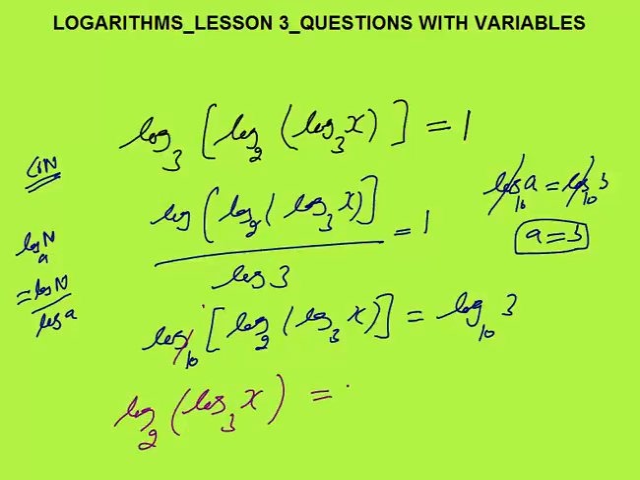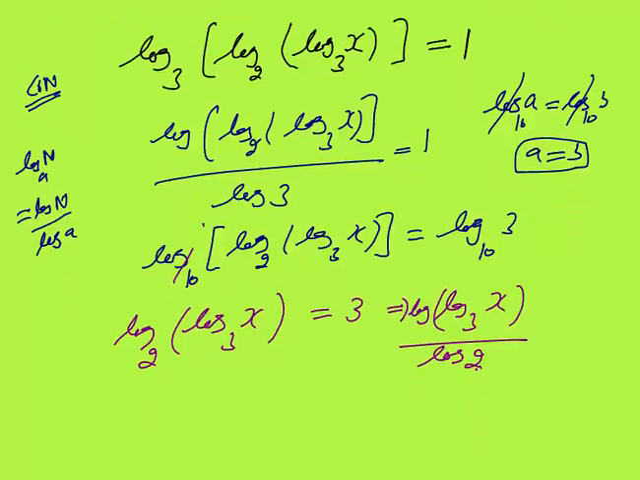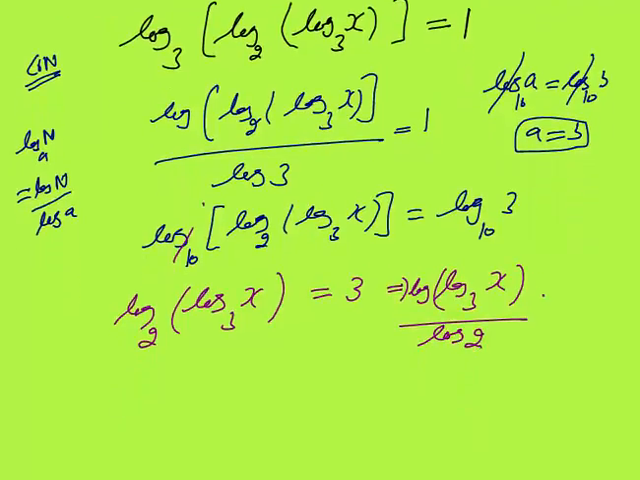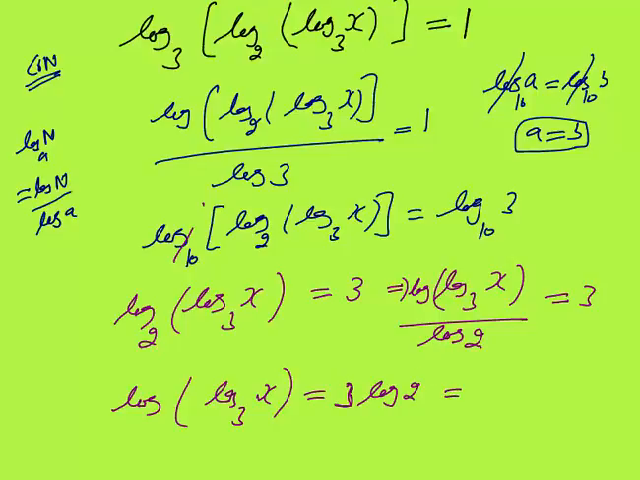Log again, base is 2. This value is 3. Again apply the same basic method. This will become log of x to the base 3, log will come here divided by log 2. Because 2 was the base, so I can write log a to the base 2 as log a upon log 2. This is equal to 3. Again cross multiply, you will get log of log x to the base 3. This will become 3 log 2. Again this 3 is in multiplication with log, so this will become a power. This will become log 2 cube, that is log 8.